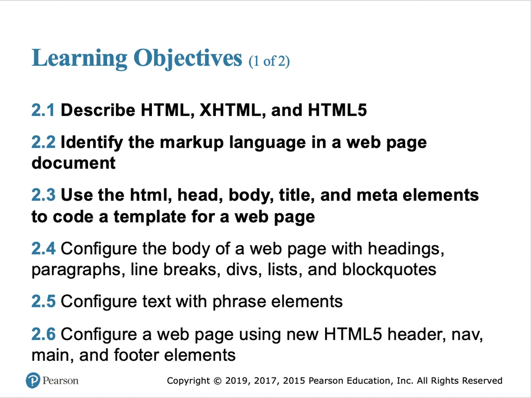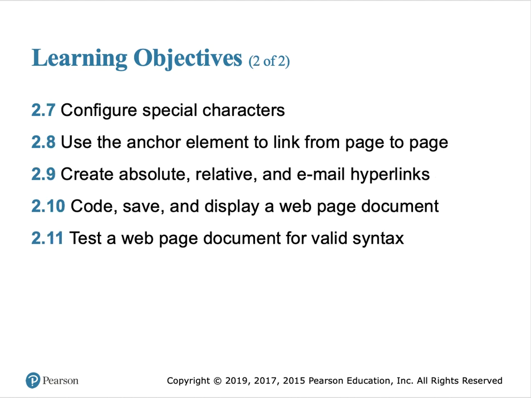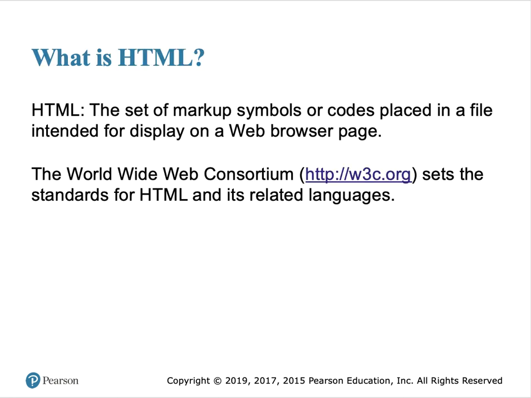After completing all of Chapter 2, you should also be able to configure the body of a web page with headings, paragraphs, line breaks, divs, lists, and block quotes. Configure the text with phrase elements. Configure a web page using the new HTML5 header, nav, main, and footer elements. You'll also be able to configure special characters, use the anchor element to link from page to page, create absolute, relative, and email hyperlinks, code, save, and display a web page document, and test a web page document for valid syntax. Let's start with getting a grasp of what HTML actually is.